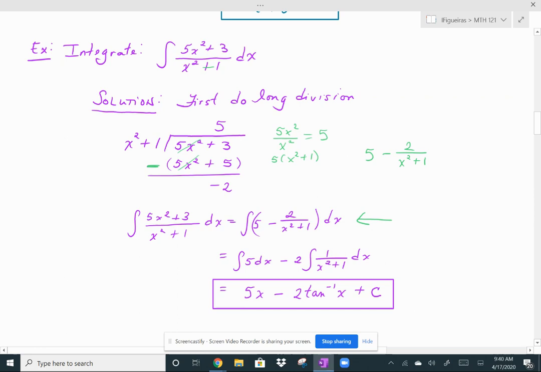So I'm going to split this up into two separate integrals and also factor out the 2 from the second one. That's what I have here. I'm integrating 5, and I'm integrating 2 times 1 over x squared plus 1 dx. Well, the antiderivative of 5 is 5x. Remember, you just attach a variable. And the antiderivative of 1 over x squared plus 1 is, again, your arctan or tan inverse. So you get 5x minus 2 tan inverse of x, and then you add your constant.